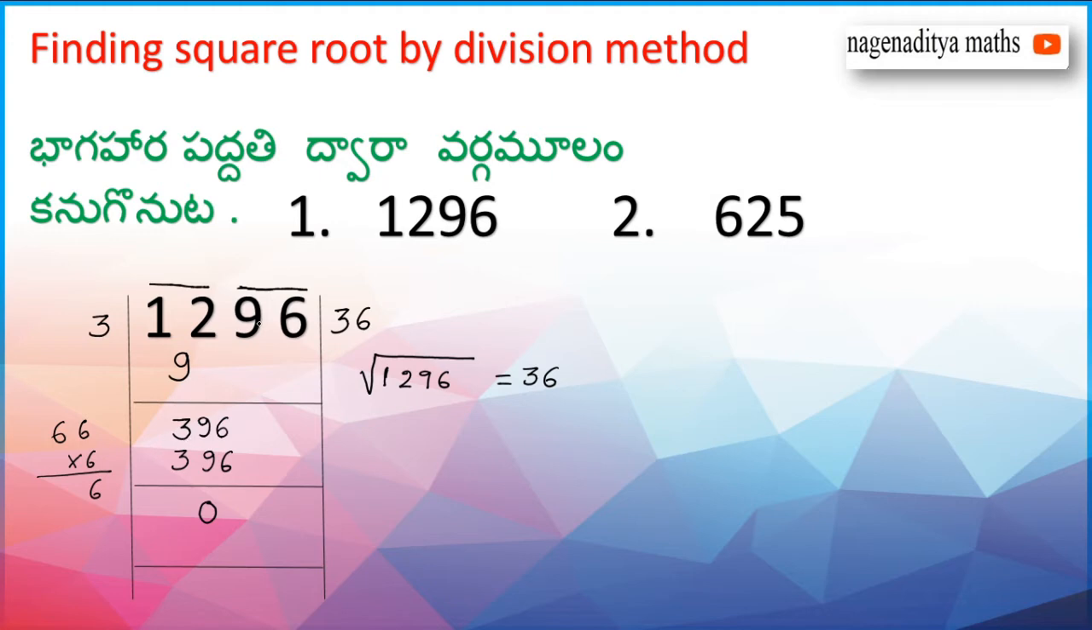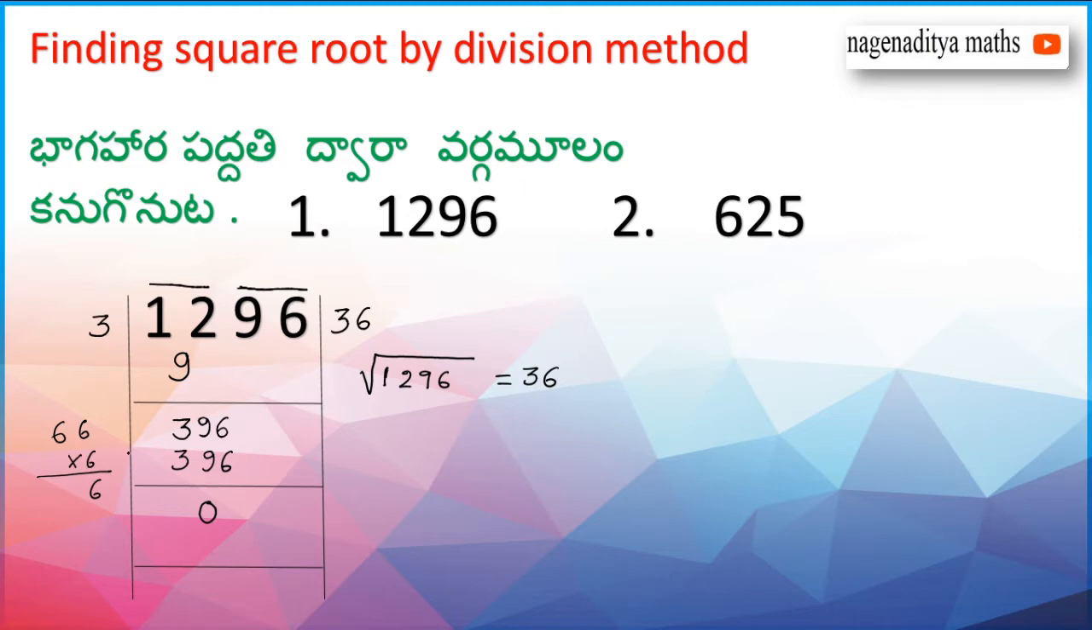Okay, now we bring down these two digits at once. That means we bring down 96. That is why we put this bar above this number, and we have 396 here. Every time the number is 3 here, we multiply this number only by 2.